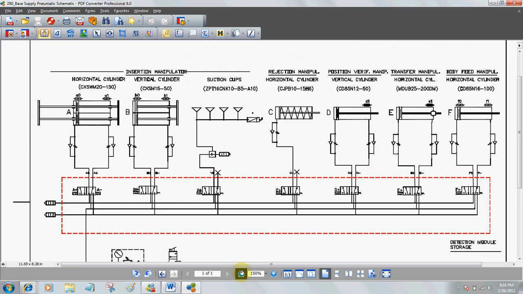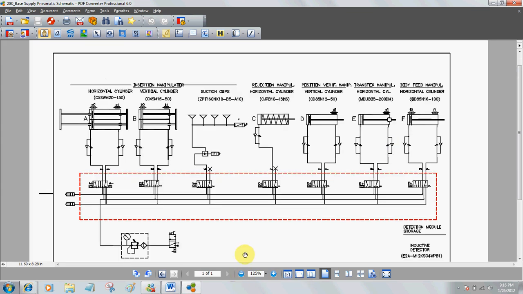Okay, and you can see that a lot of these cylinders have the flow controls on them. So we have a lot of speed adjustments that are available. Okay, next thing that's important here is our vacuum cups. This is a vacuum generator that when we apply enough air to it, it will create a vacuum. It will trigger a switch, and then it will close the suction cups here, and it will hold onto the part as it lifts it up.